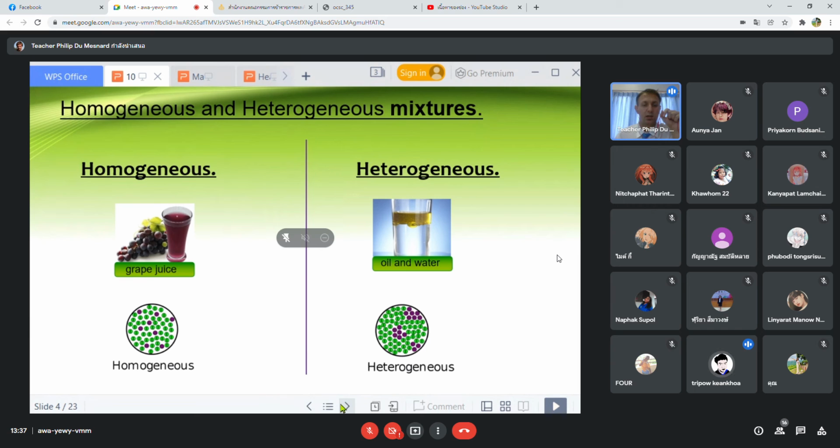Right. So grape juice is homogeneous and oil and water is heterogeneous, because oil and water do not mix and it does not dissolve in water. But the grape juice, yes, it does dissolve in water. So it's only one color.